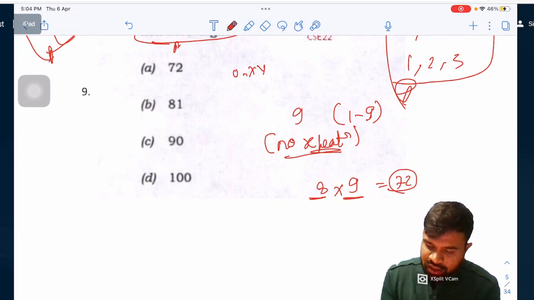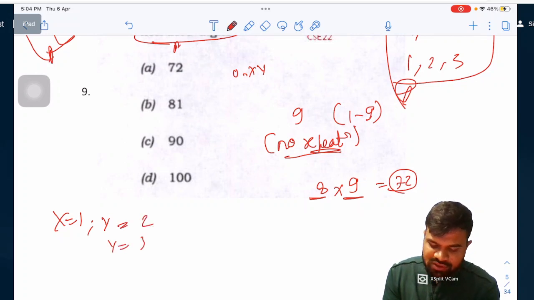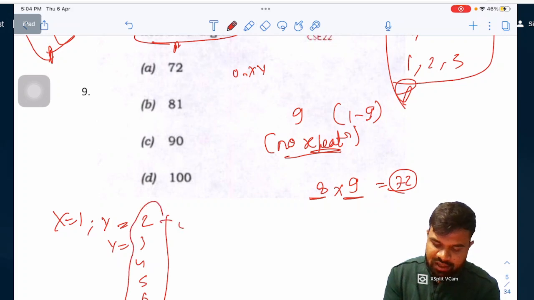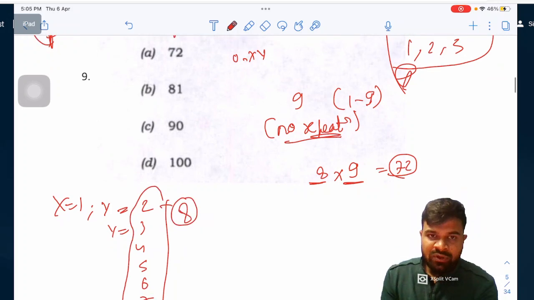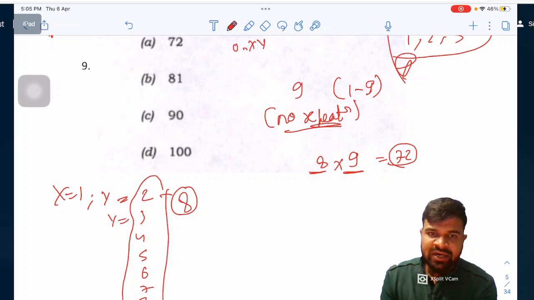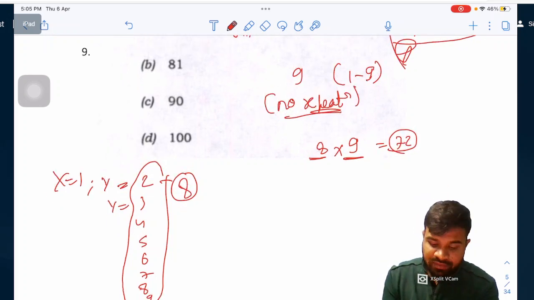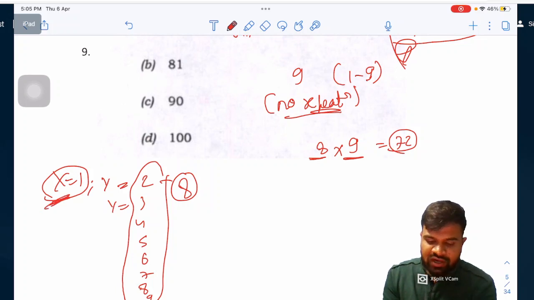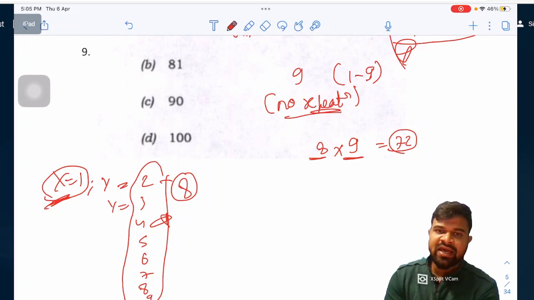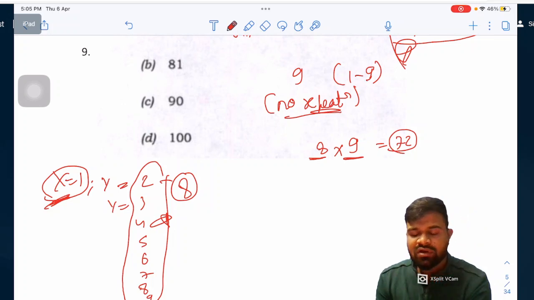Now see, suppose x is equal to 1. Now y can be 2, 3, 4, 5, 6, 7, 8, 9. How many are there? 8 digits are there, because 1 cannot be repeated and 0 is not a part of the system. Similarly for 2 also, for 3 also, for 4 also, for every number we have 8 possible second numbers. For every x we have 8 possible y's.